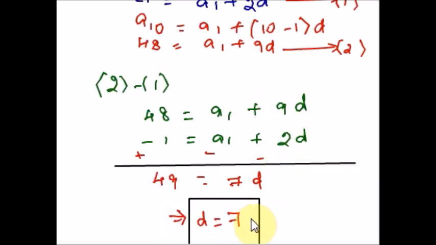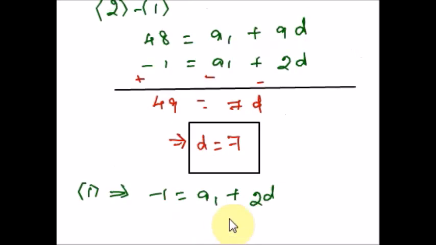Now we need to find A1. So the common difference would be 7. Now we need to find the first term. You can plug in this D value either in equation 1 or 2 and solve for A1. So what value are you getting for A1? You can choose either equation. Let me take equation number 1. Replace D by 7. So you'll be getting A1 plus 14, equals -1 on the left side. So if I simplify, I'll get A1 is equal to -15. Hope you're getting the same values.